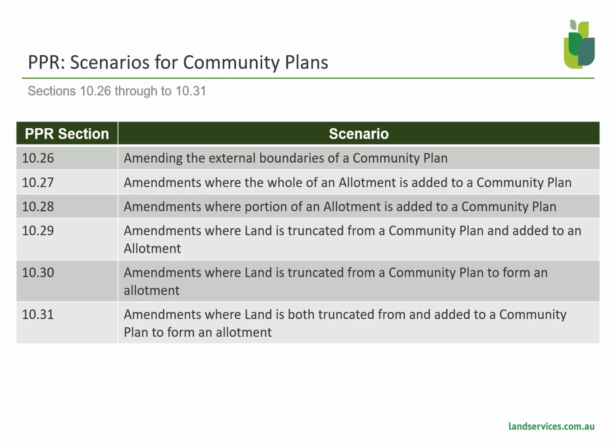Sections 10.26 to 10.31 of the PPR covers all the scenarios for a community amendment. These sections highlight the different scenarios where land is added or truncated, etc., and should be your first point of call to see where your scenario lies.